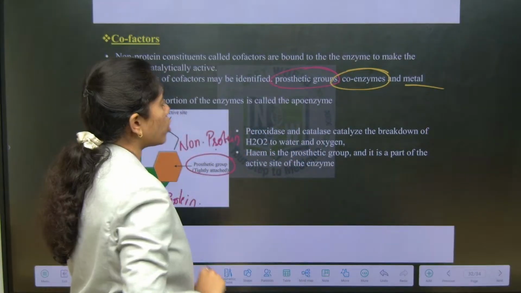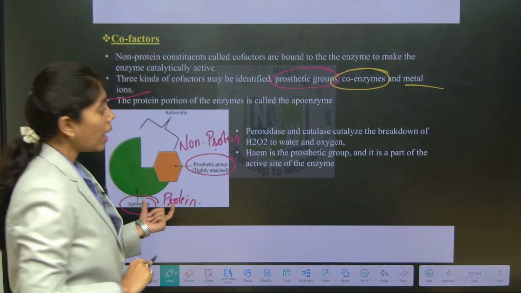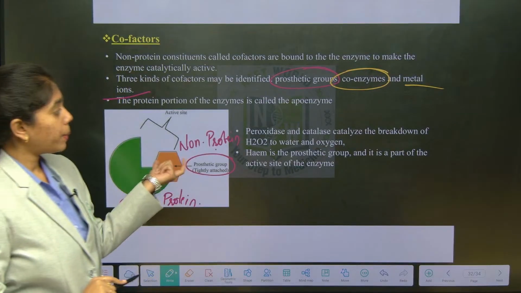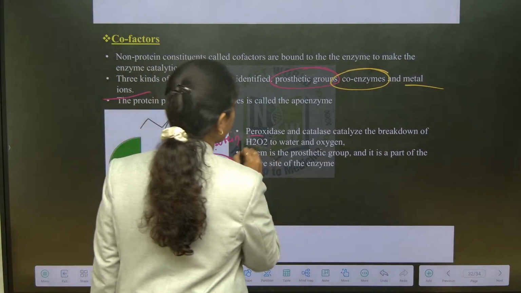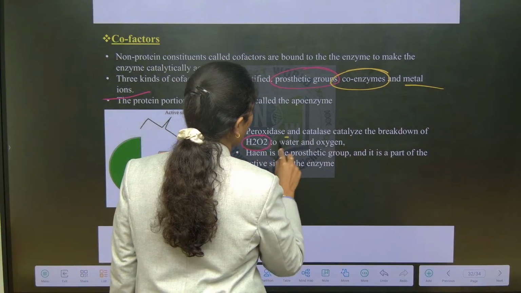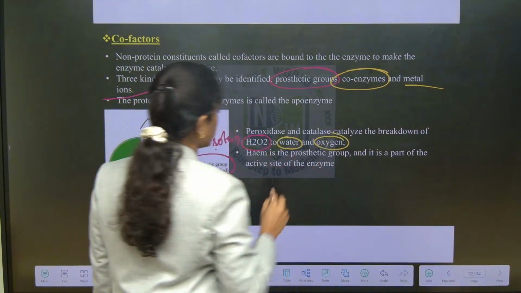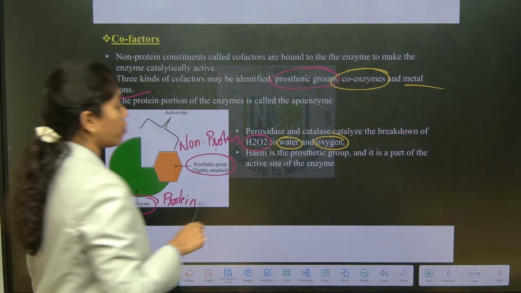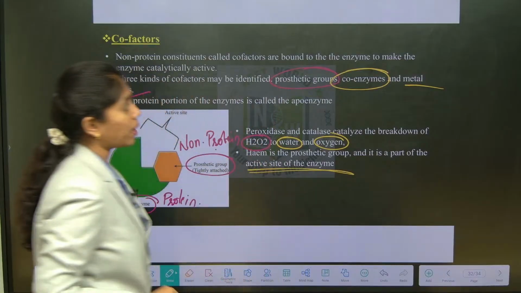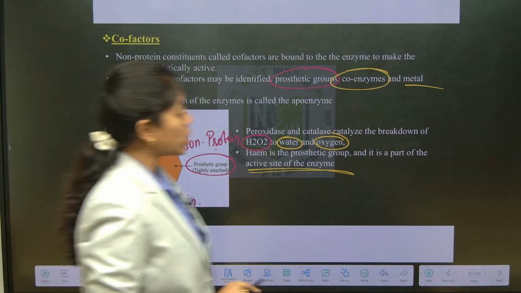The protein portion of the enzyme is addressed as what? Apoenzyme. Peroxidase and catalase catalyze the breakdown of hydrogen peroxide to water and oxygen. The heme group is a prosthetic group and it is a part of the active site of the enzyme. Fine, right?